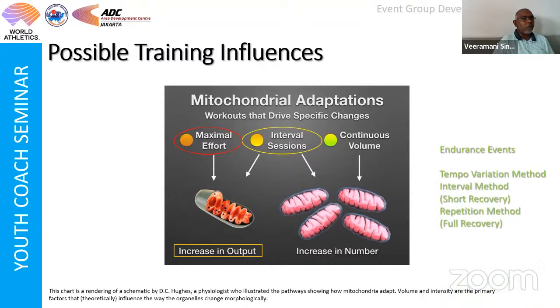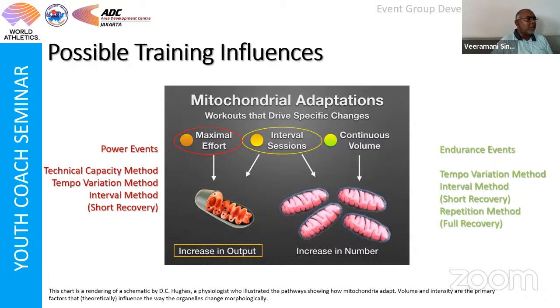For endurance events, in terms of intervals, we have the tempo variation method, the interval method with short recovery, and the repetition method with longer recovery. What's the difference between interval and repetition is purely the recovery. Many a time in distance running circles, we use these two words interchangeably. To have a clear understanding, interval means a shorter recovery, repetition means a longer recovery.